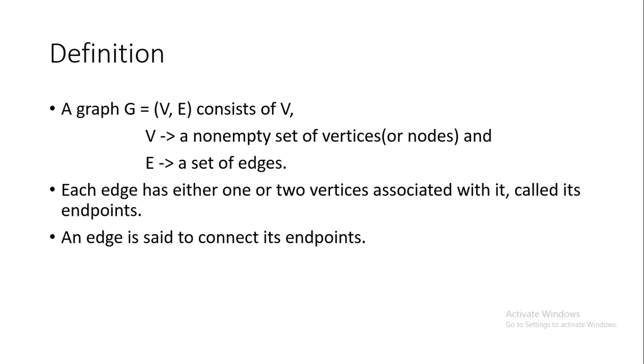Now let's see the definition of a graph. A graph G equals (V, E) consists of V, a non-empty set of vertices or nodes, and E, a set of edges. Each edge has either one or two vertices associated with it, called its endpoints. An edge is said to connect its endpoints.